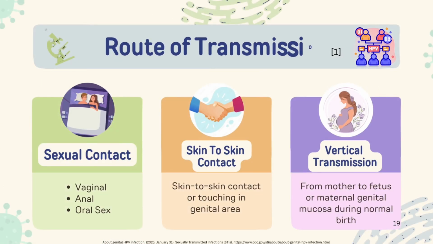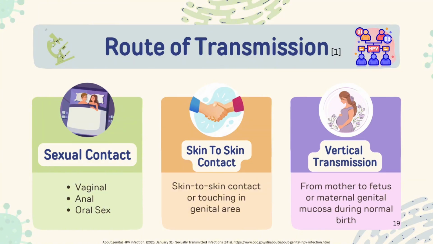Route of transmission. The main route is through sexual contact. HPV can be transmitted during vaginal, anal, or oral sex with an infected partner. Even if the person has no symptoms, the virus can still be passed on. The second route is through skin-to-skin contact, especially when touching the genital area. HPV does not require penetration to spread. Any close skin contact in the genital region can transmit the virus.